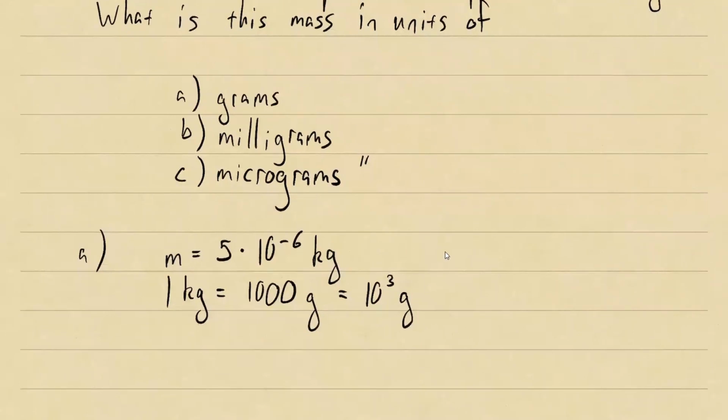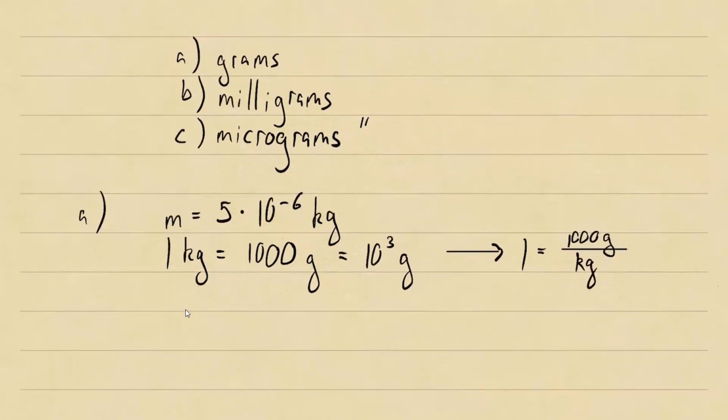to grams. So if I divide the left and middle side of this equation by 1 kilogram, we get that 1 is equal to 1,000 grams in 1 kilogram. If you guys remember, unit conversion is just multiplying by 1. So we have that our mass, which is 5 times 10 to the negative 6 kilograms, when we multiply it by this conversion factor, which is 1, right here, 1,000 grams in 1 kilogram.